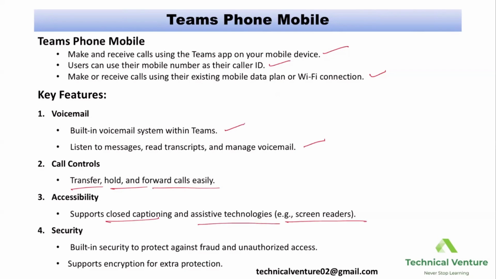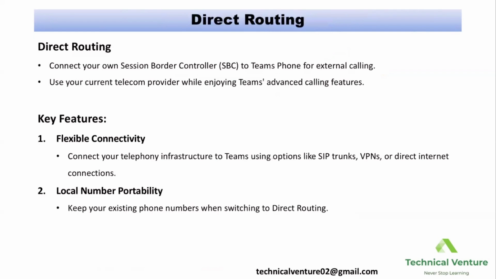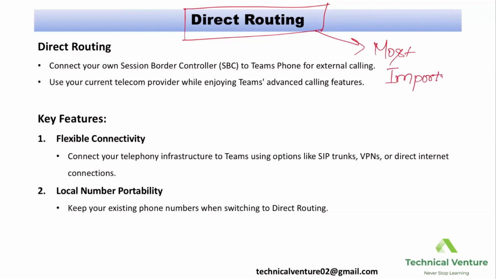Built-in security protects against fraud and unauthorized use, and supports encryption like SRTP and TLS for extra protection. Now we have direct routing, which is, I can say, the most important topic, right? Why most important? Because most of the organizations are using this direct routing feature.